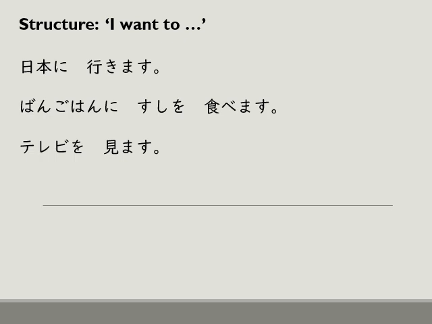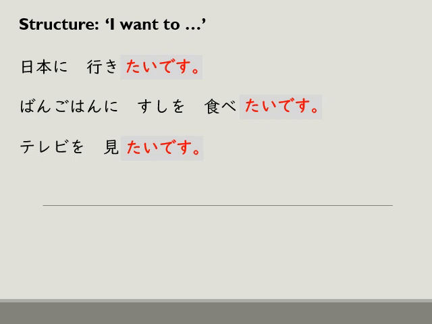Step 1. You simply replace ます with たいです。Now the first sentence reads, 日本に行きたいです。I want to go to Japan. Second sentence. Replace ます with たいです。Now the second sentence reads, 晩ご飯に寿司を食べたいです。I want to eat sushi for dinner. The last sentence. Replace ます with たいです。Now the third sentence reads, テレビを見たいです。I want to watch TV.